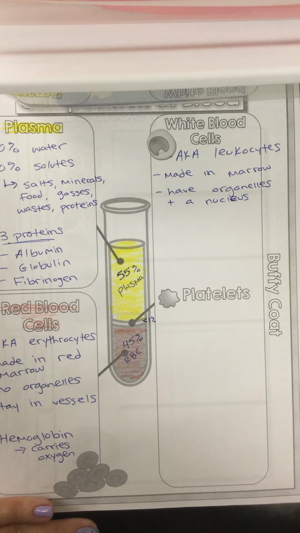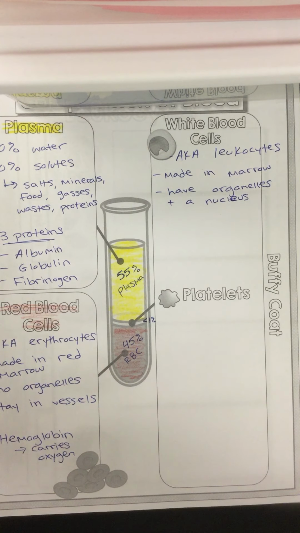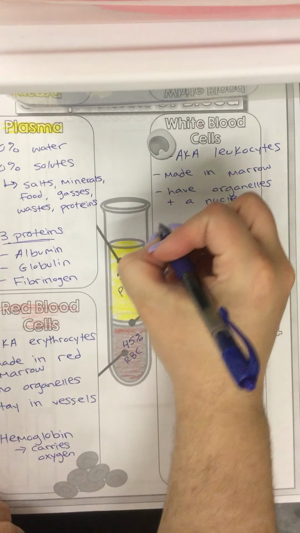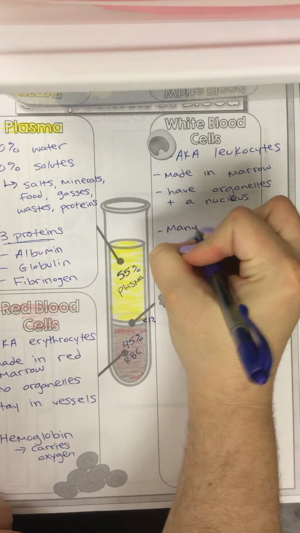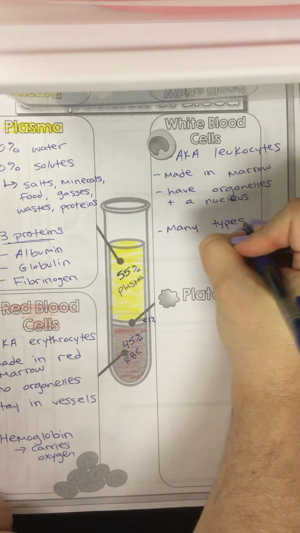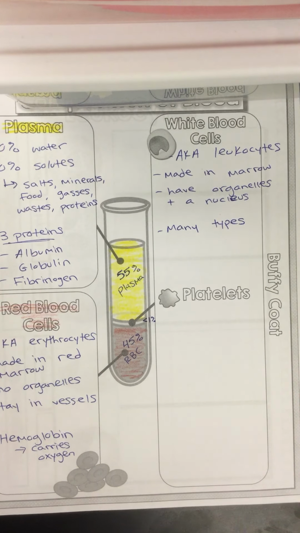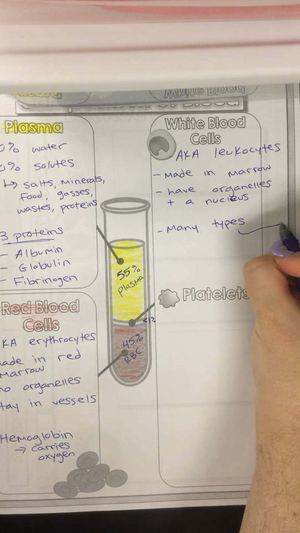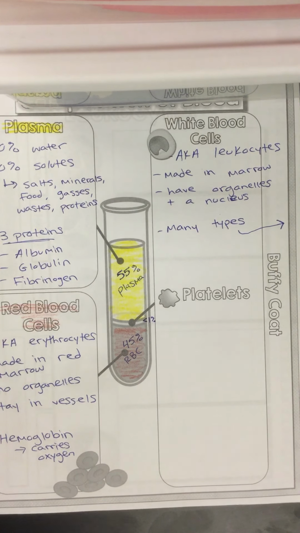The easiest way to say about these is there's a lot of types of them. We'll see more about them on the next page. There's many types. So you can draw yourself kind of like an arrow over to that next page to remind yourself to look over there.